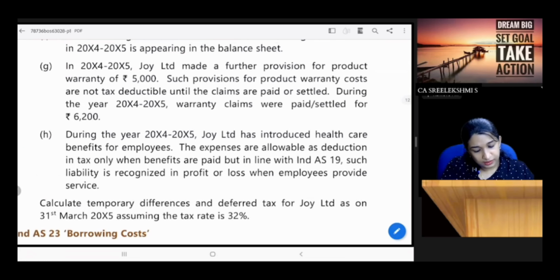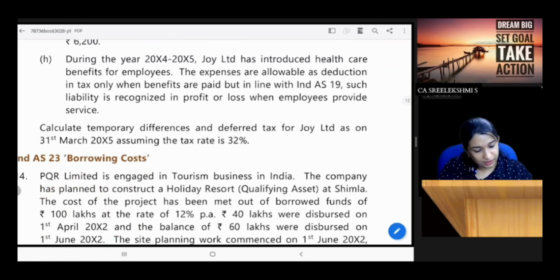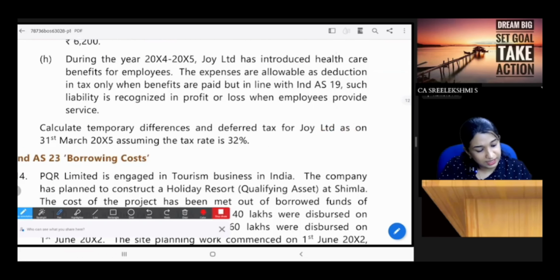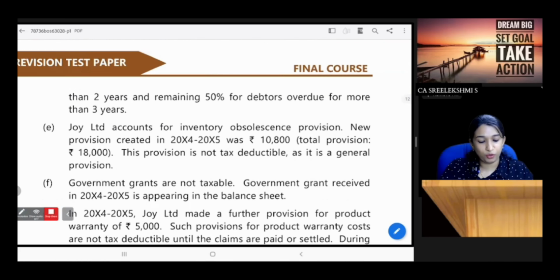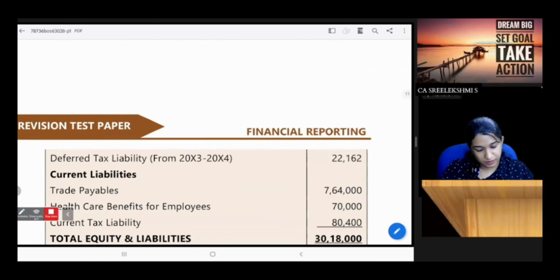Now, during the year 14-15, Joy Limited has introduced the health care benefits for employees. The expenses are allowable as deduction in tax only when benefits are paid, in line with Ind AS 19. Such liability is recognized in P&L when employees provide service. Oh, in books there is expense and provision, but expense will be allowed only when it is paid. Such an expense is there.